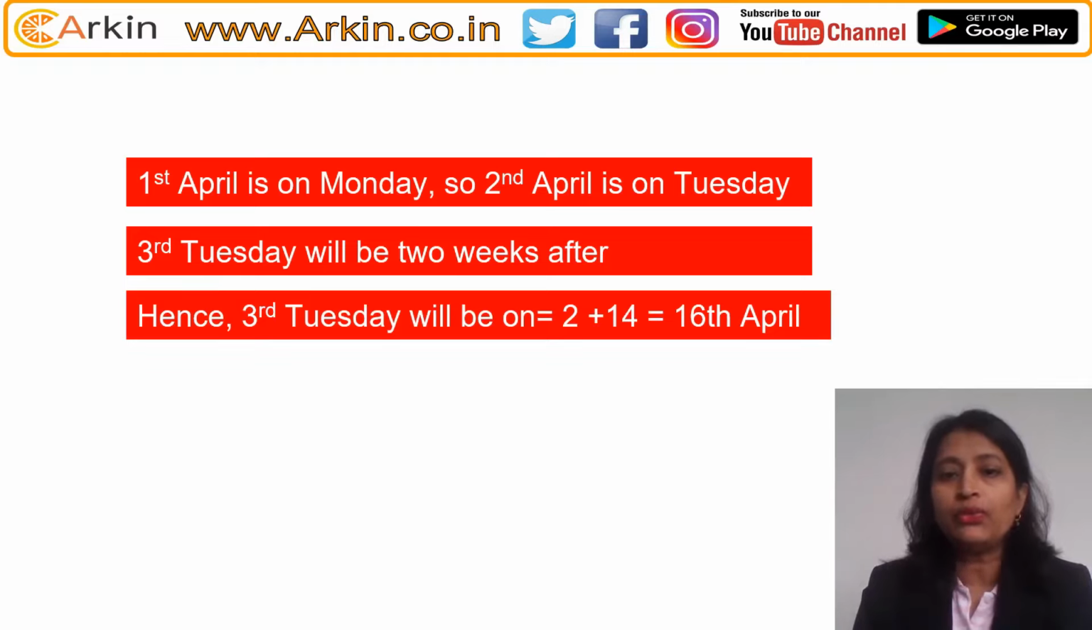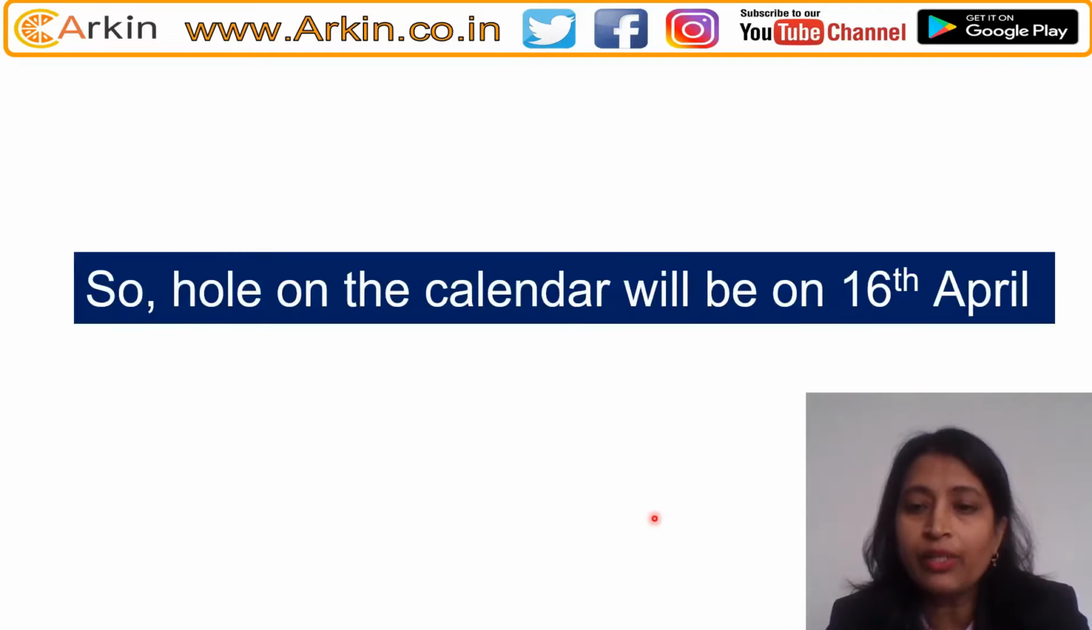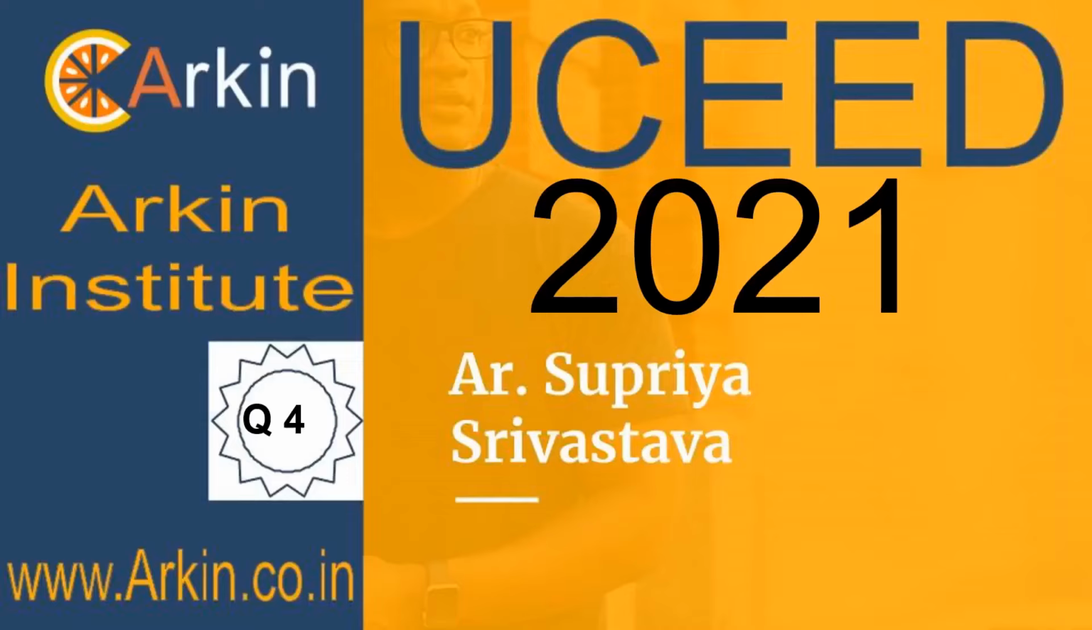So the third Tuesday will be on 16th April, and that is the question, if you remember, that we have to answer. So when is the third Tuesday? The third Tuesday is on 16th April. That means the hole on the calendar will be on 16th of April. So that's right, that is the answer. I hope you all understood.